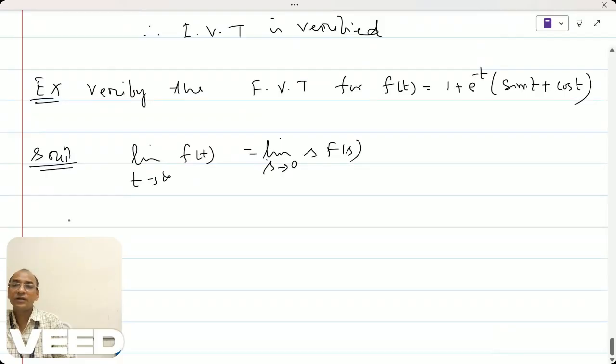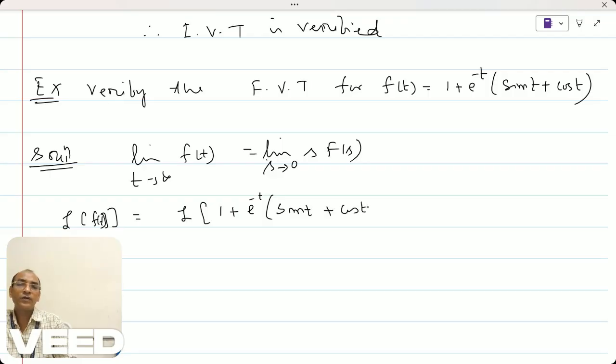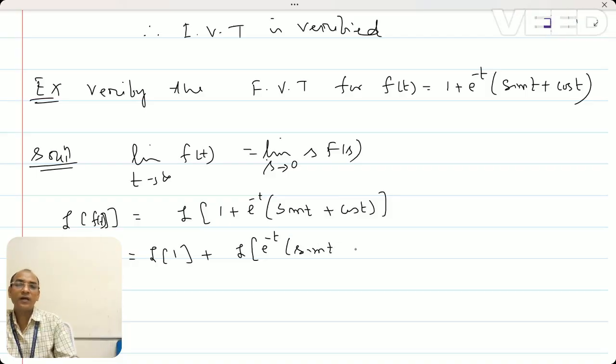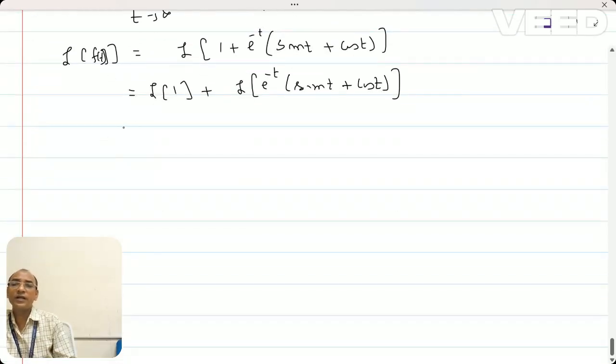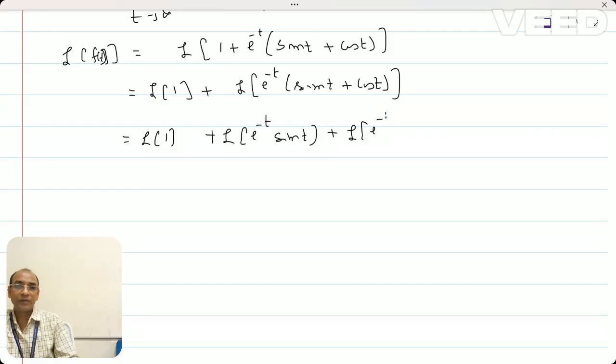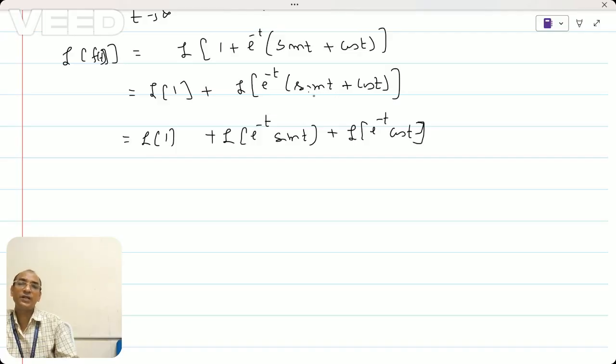So my Laplace transformation of f of t is equivalent to the Laplace transformation of 1 plus e to the power minus t into sin t plus cos t. Using the linear property, I can have the Laplace transformation of 1 plus the Laplace transformation of e to the power minus t into sin t plus cos t. Now further I will use the shifting property: the Laplace transformation of 1 plus the Laplace transformation of e to the power minus t into sin t plus the Laplace transformation of e to the power minus t into cos t. I am multiplying e to the power minus t with sin and cos, and I am separating using the linear property.